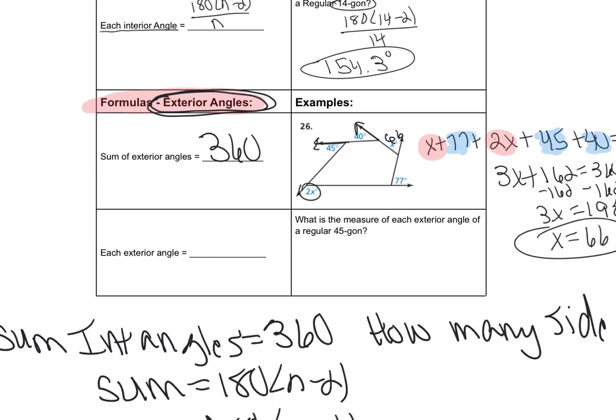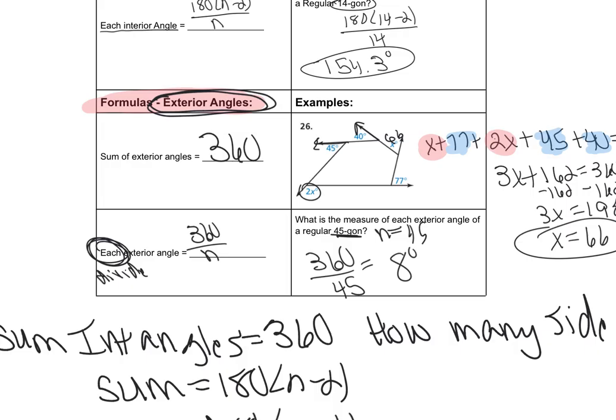So that's our exterior. And if we have the word each, that means we are going to divide. We take 360 and divide by however many sides there are, which is n. So 45 again means that n equals 45. We would just take 360 and divide it by 45, and each angle on the outside would equal 8 degrees.